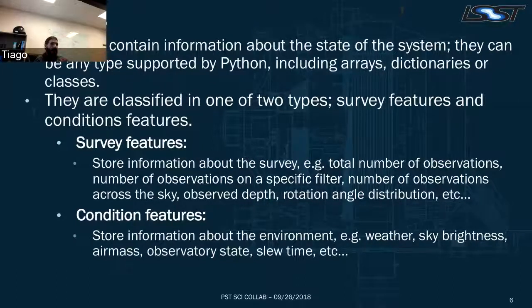This is a generalization of what information is for the scheduler. Any information that we want to add to the scheduler, such as time or some specific event that the scheduler needs to follow, we have to translate into a feature. A feature is basically a Python class and supports all Python classes. So it can be arrays, dictionaries, classes, floats, integers, strings. If it's a Python-supported type, you can make a feature out of it.